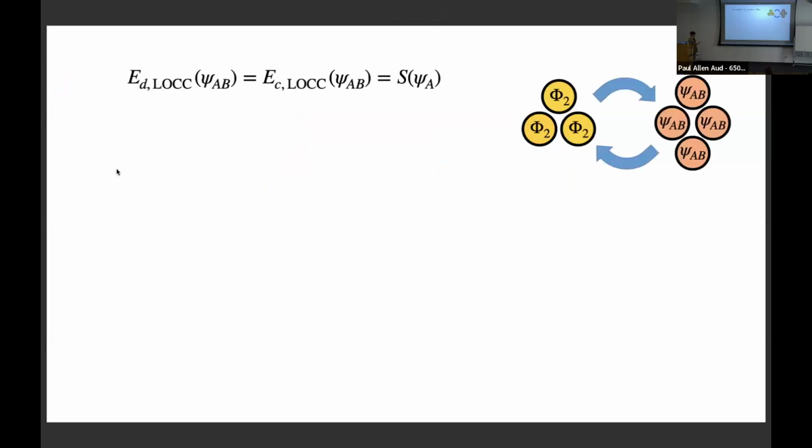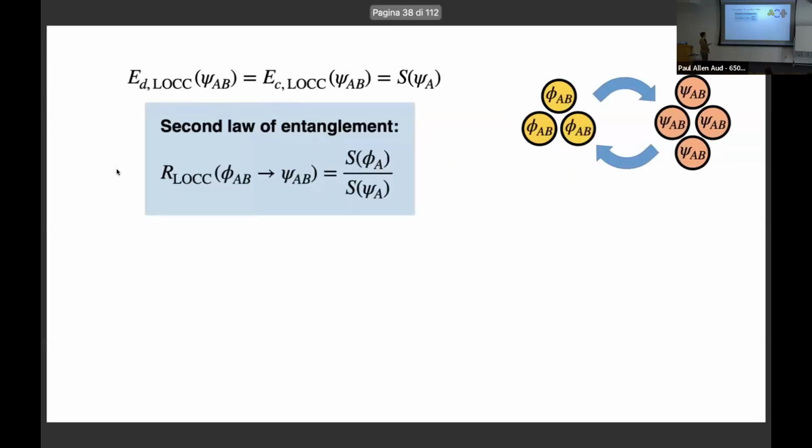That's fantastic. In fact, if reversibility holds for this phi 2, it will hold for any pure state phi. So you can go back and forth between any two pure states, and the rate of interconversion is just the ratio of the entanglement entropies. See, the more the entanglement, the larger of phi, the higher the rate, and of course the higher the entanglement of psi, which is what you want to produce, the smaller the rate. And people call this a second law of entanglement.